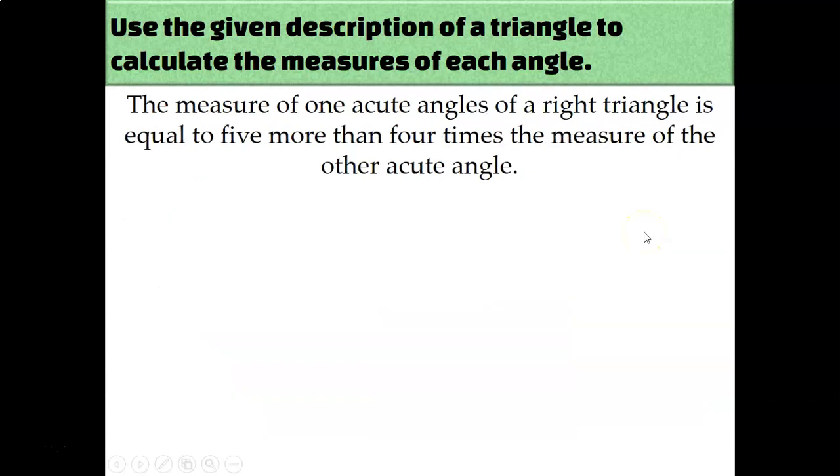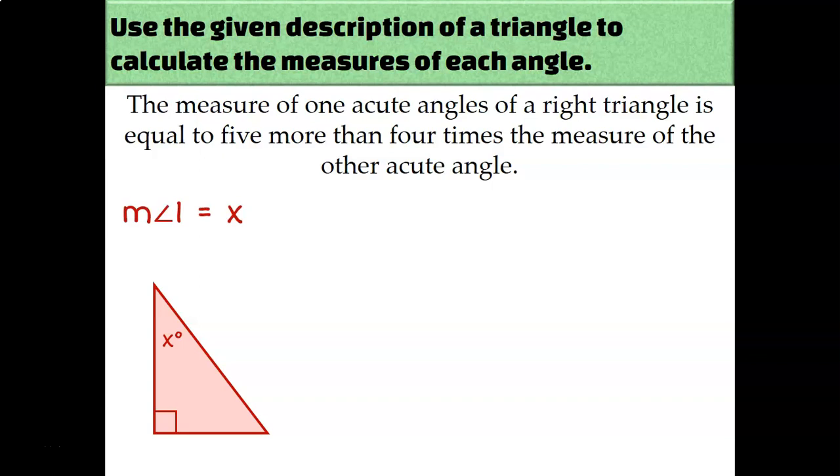Let's try one that's just slightly more challenging. The measure of one of the acute angles of a right triangle is equal to 5 more than 4 times the measure of the other angle. Well, draw yourself a diagram. Go ahead and draw a right triangle, because that's what it says we're working with. And since this is the kind of problem where it says that something is this many more or that many less than the whatever, call one of the angles x. Just plain old x.